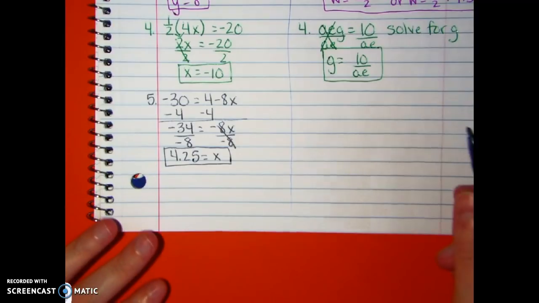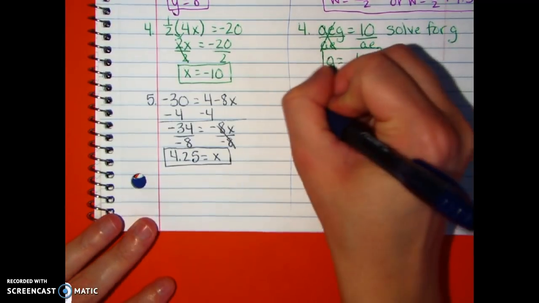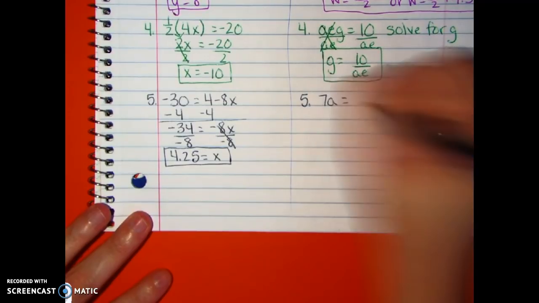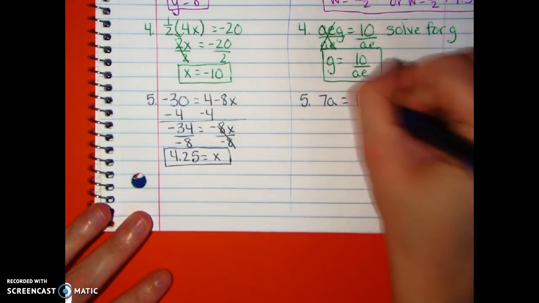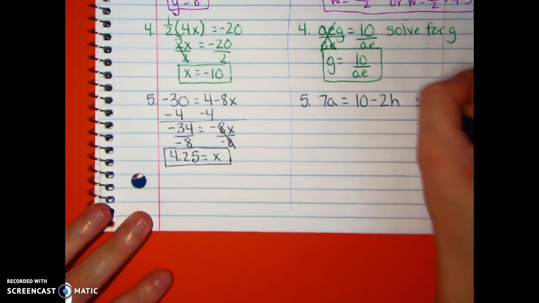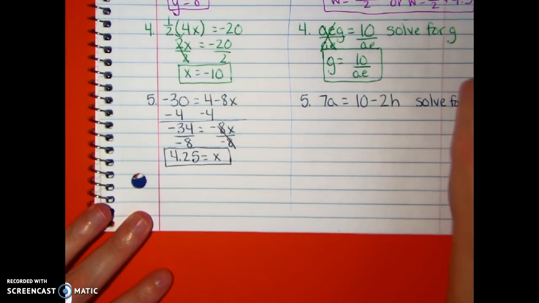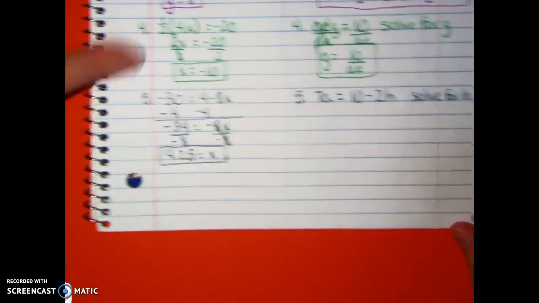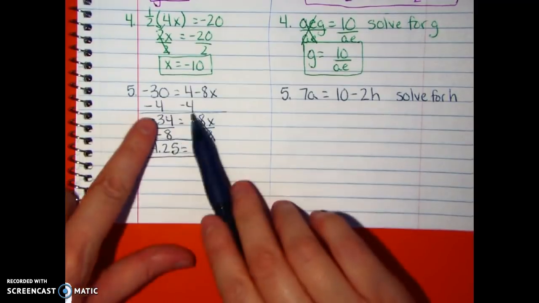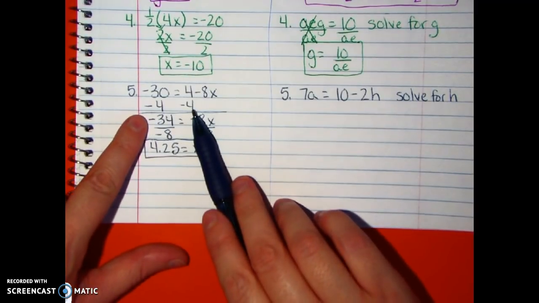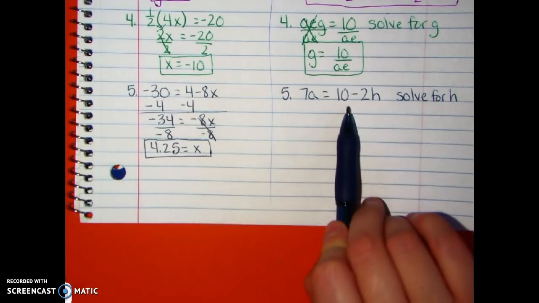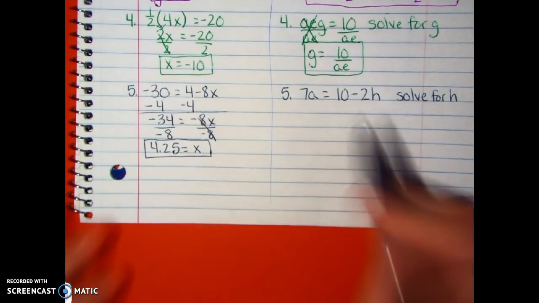Okay, and the literal equation version is 7a equals 10 minus 2h. And we're going to solve for h. Okay, so over here, the first thing I did was subtract just the constant, or just the number that's by itself. That's what I need to do over here. So I'm going to subtract 10 from both sides.